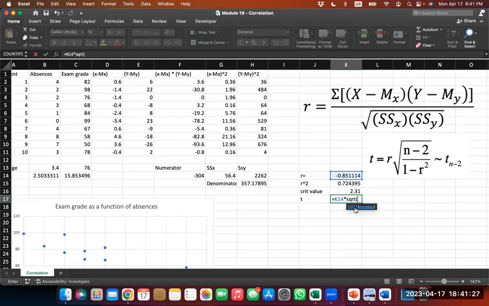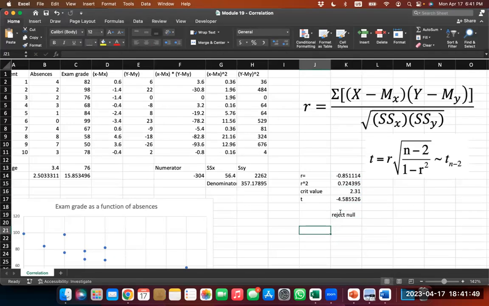Our T is now R multiplied by the square root of the degrees of freedom, that's 8, divided by 1 minus r squared. So we have a T of minus 4.6, which clearly is greater. So we're rejecting the null hypothesis, which we know is H0: there's no correlation. HA: there is a correlation.